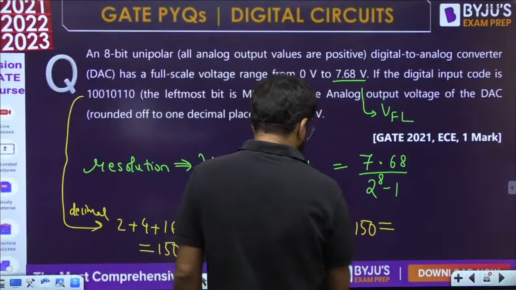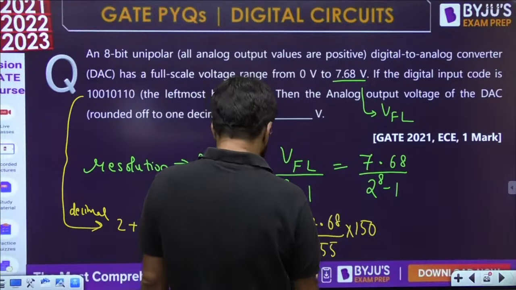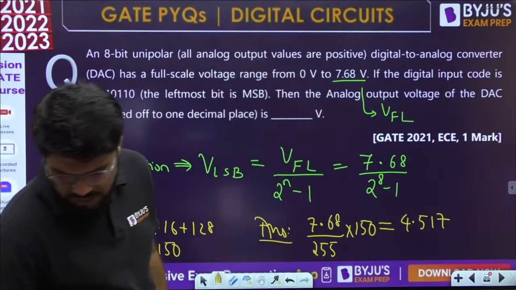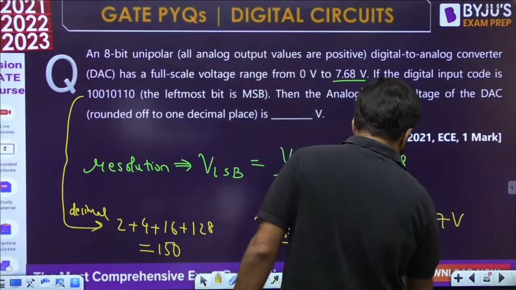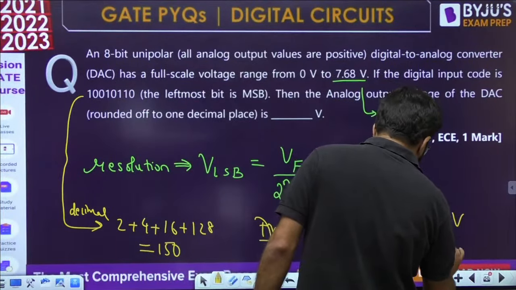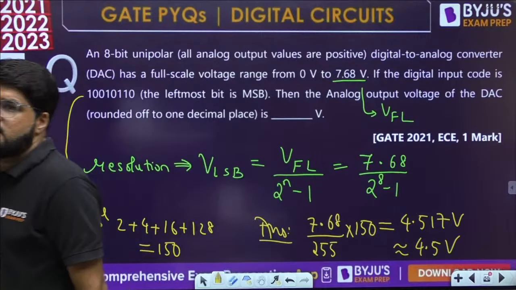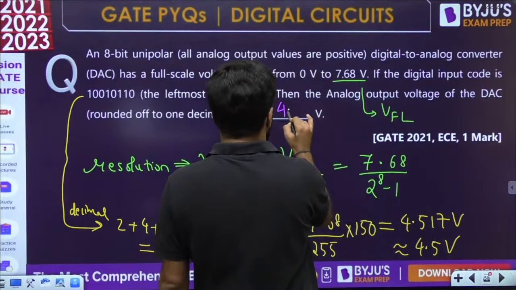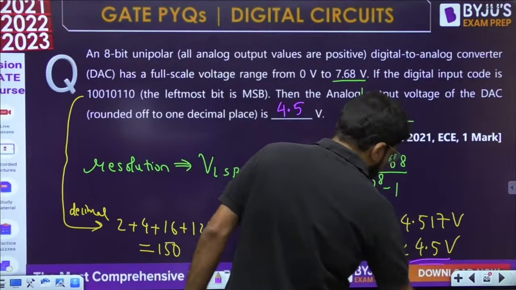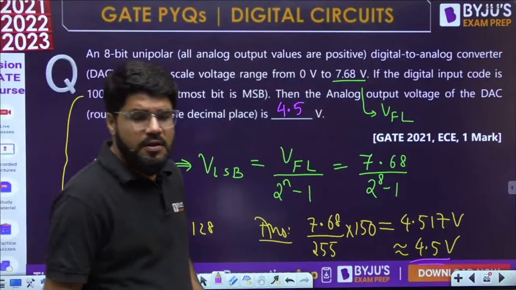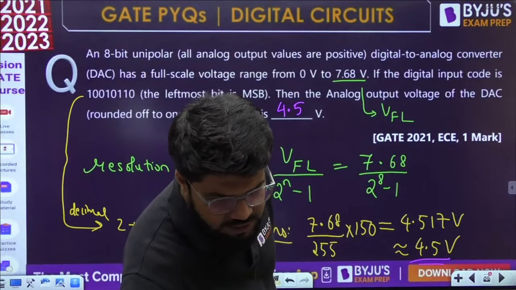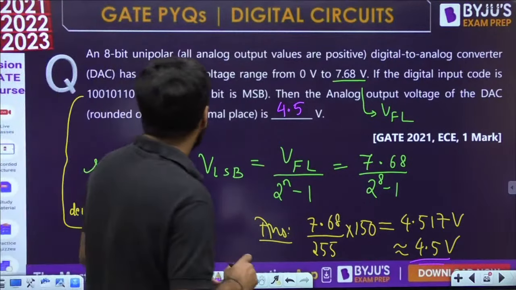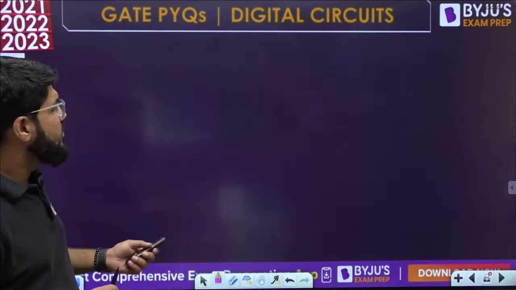The question says to round off to one decimal place. So I am getting 4.517 volts, and rounding off to one decimal place, it is 4.5 volts, simple. The 4.5 volts is the final and the correct answer. Okay, theek hai? 4.5 volts. Next question. This was a simple 1 mark question.